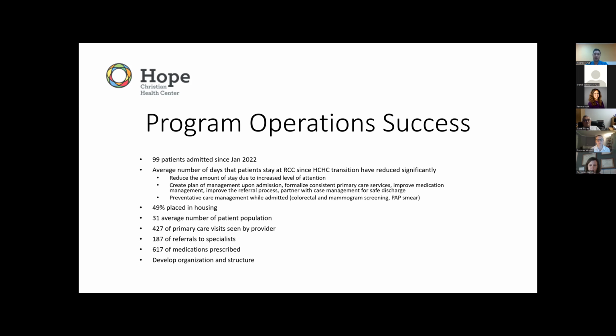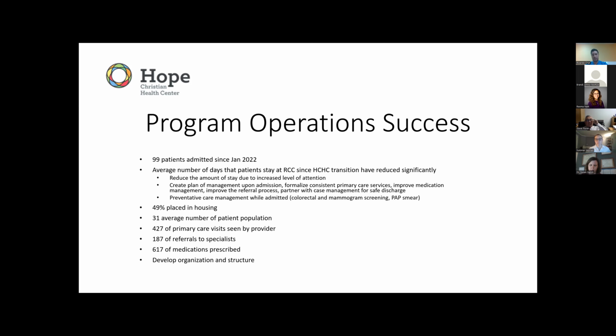Regarding referrals, patients do come. I mean, we accept them with nephrostomy tubes, with ostomy bags. We've referred out about 187. So we are consistently working with local specialties, and I've created a form that the patient brings with them. It's a plan of care form that I created, so that they can bring that over to their specialists.